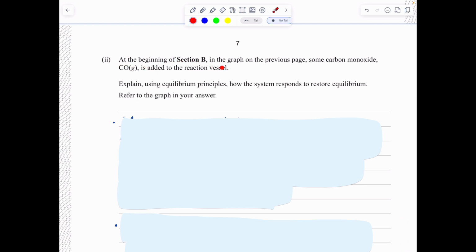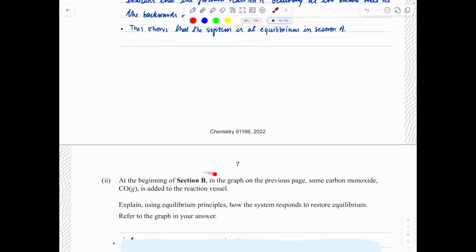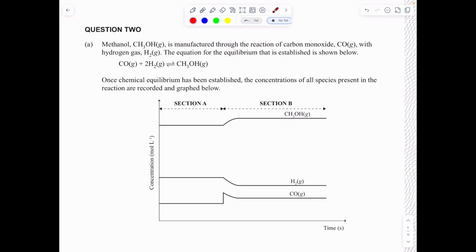At the beginning of section B, in the graph on the previous page, some carbon monoxide, CO, is added to the reaction vessel. Explain using equilibrium principles how the system responds to restore equilibrium. Okay, so what do we have here? We're looking at section B now. Okay, so in section B, as we can see, more carbon monoxide has been added over here. You can see this in the spike.